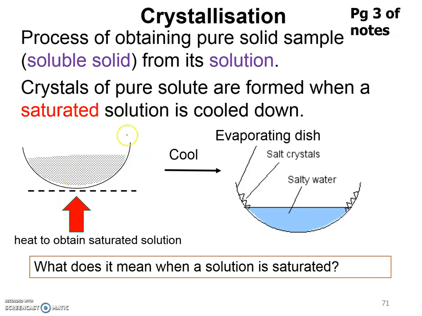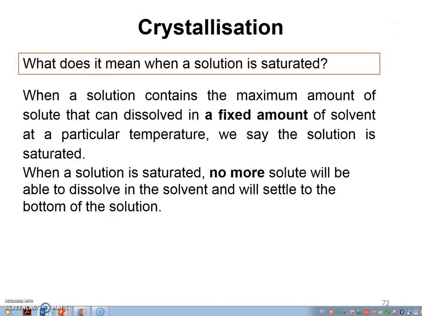You know when you get a saturated solution. Let us try and recall what it means when a solution is saturated. A solution is saturated when it contains the maximum amount of solute that can dissolve in that amount of solvent at a particular temperature. So the key point is that when a solution is saturated, no more solute will be able to dissolve in the solvent. If you're dissolving salt in water, a solution is saturated when you can't dissolve any more salt in the water.